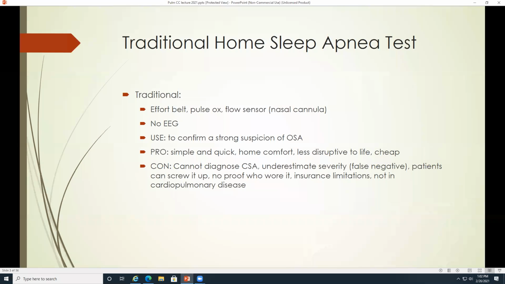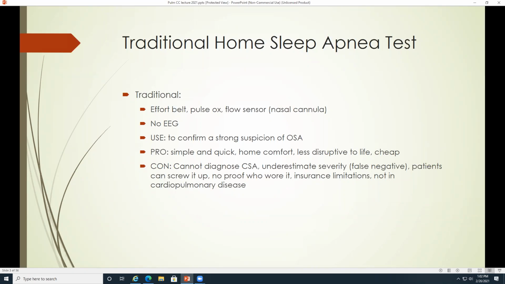It's all self-reported. So the best case to use this is someone who you have a very strong suspicion of sleep apnea. This really isn't something to use in the gray area of cases, or for people where you're not 100% sure going into it. It really should be used as a confirmatory test, just so they can qualify for CPAP treatment.